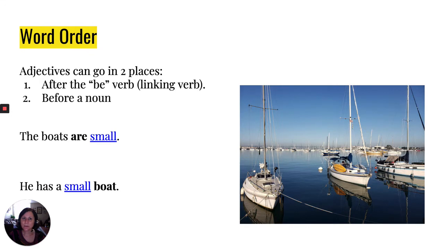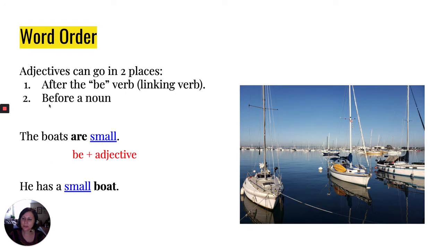It's important to know the word order because it can be different in other languages. So adjectives in English can go in two places. It can go after the be verb or linking verb and before a noun. For example, the boats are small. I have my be verb. Be is am, is, are, was, were. And then after that I have the adjective, and small is describing the boats. But you could use other linking words like the boats look small, or seem small, or appear small.